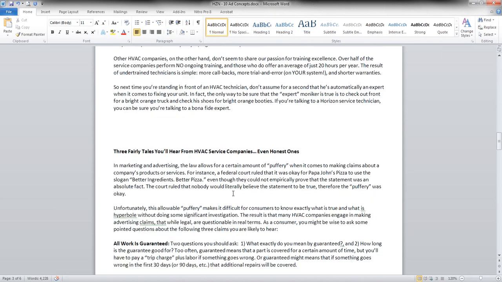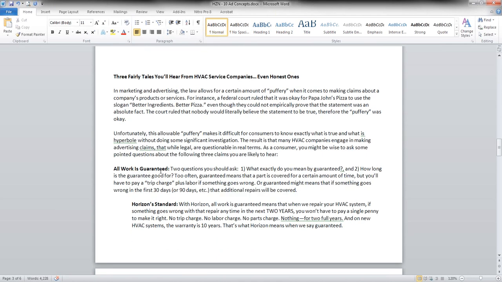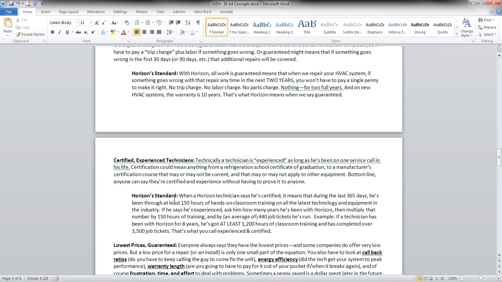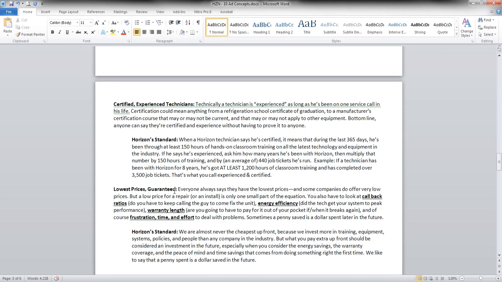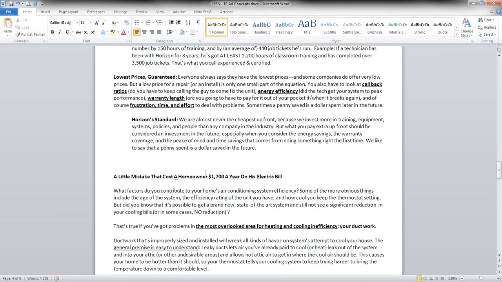Either way, 3 fairy tales you hear from HVAC companies. All work is guaranteed. Certified experienced technicians. Lowest prices guaranteed. Okay? Everyone always says they have the lowest prices, and some companies do offer low prices. But a low price for a repair bill is only one small part of the equation. You also have to look at the callback ratios. You have to keep calling the guy back. Energy efficiency, warranty length, frustration, time, and effort, okay? A little mistake that cost a homeowner $1,700 on his electric bill.